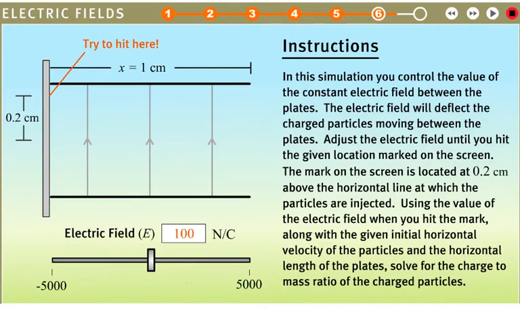Using the value of the electric field when you hit the mark, along with the given initial horizontal velocity of the particles and the horizontal length of the plates, solve for the charge-to-mass ratio of the charged particles.